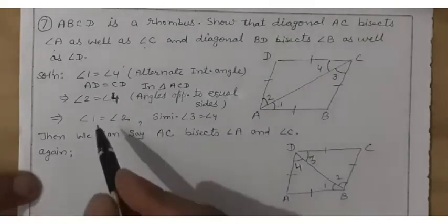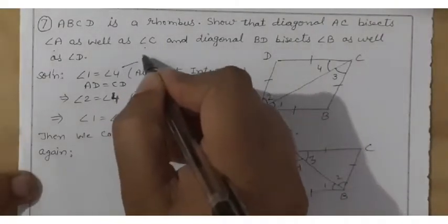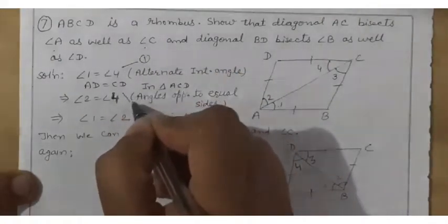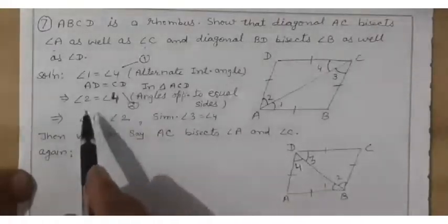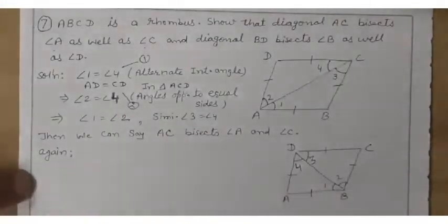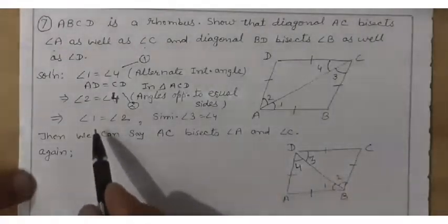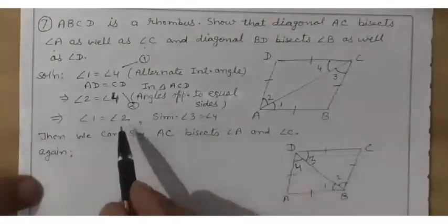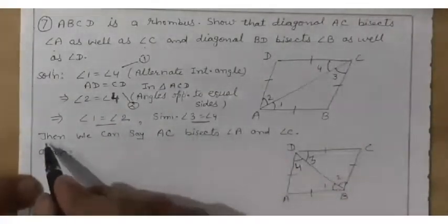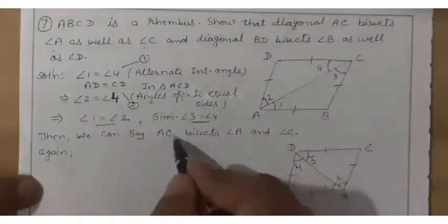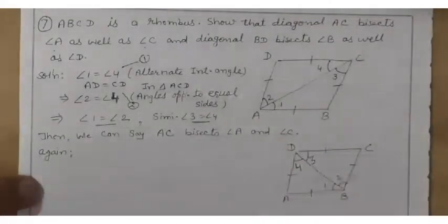Then mark this equation number 1. This is equation number 2. By 1 and 2, what you can say? Angle 1 equal to angle 4. Angle 2 is also equal to angle 4. Then what you can say? Angle 1 will be equal to angle 2. Similarly, angle 3 will be equal to angle 4. So then we can say AC bisects angle C.